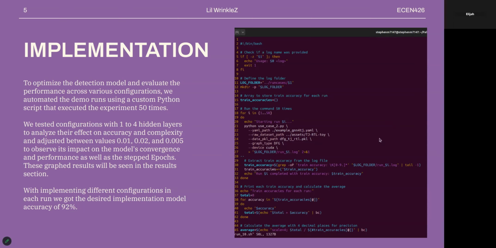We tested hidden layer configurations ranging from 1 to 4 to understand the impact of model complexity on accuracy. Then we adjusted learning rates to 0.01, 0.02, and 0.005 to observe their effect on convergence and stability during training. The epoch counts were also stepped to ensure the balance between underfitting and overfitting.